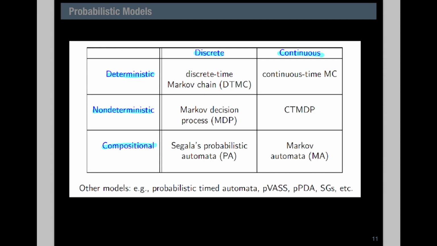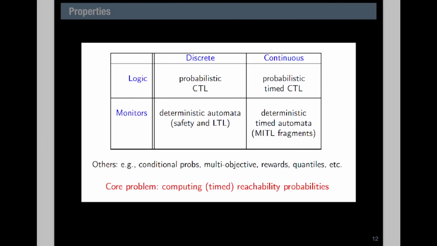And then there are models that are also compositional, that allow you to describe your system in a very modular way. Segala's probabilistic automata are actually very similar to Markov decision processes, and a similar connection you have between continuous time Markov decision processes and Markov automata. Now, there are several other models around. There are model checkers that support, for instance, probabilistic timed automata, vector addition systems, so Petri nets, push-down automata, stochastic games, and so forth.